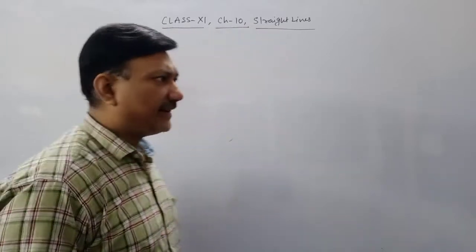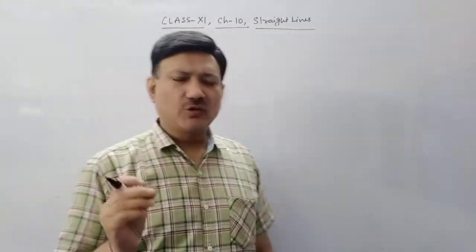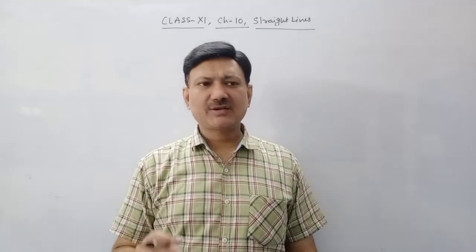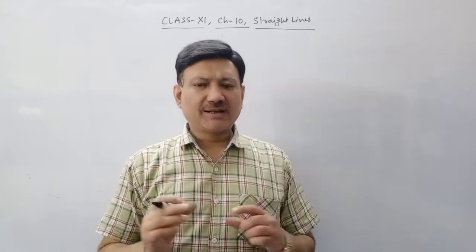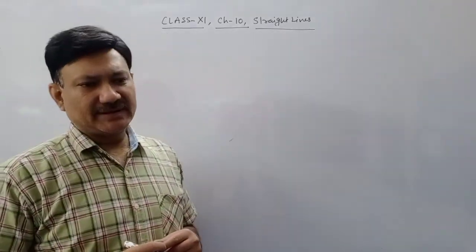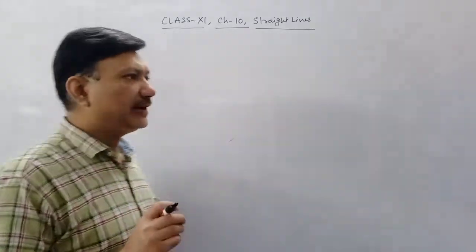Now there is a very important question. What will be the coordinates of an equilateral triangle? What will be the coordinates of an equilateral triangle under the different conditions? Here I am explaining 2 examples by which you can find the vertices of equilateral triangle.